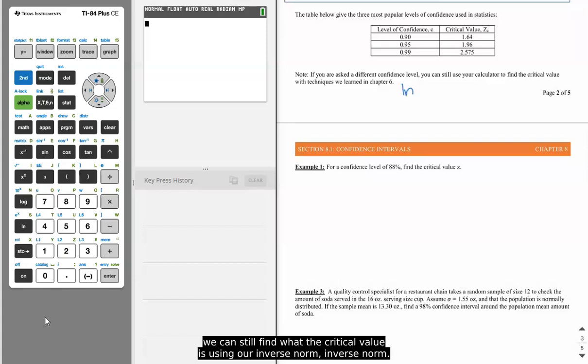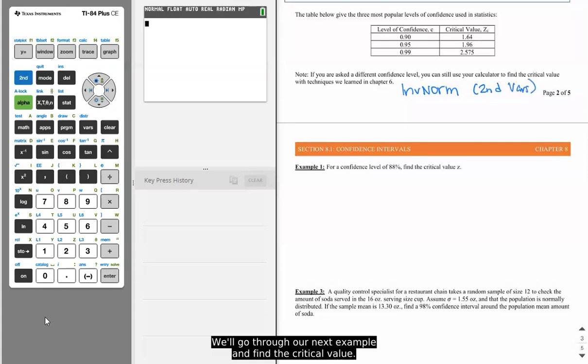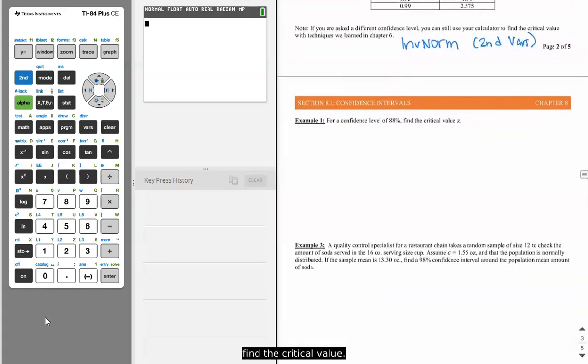So inverse norm. And remember, you find that by hitting your second, and then you hit the vars button to get your distribution. And we'll go through our next example. We'll actually go through and find the critical value. So it says for a confidence level of 88%, find the critical value.